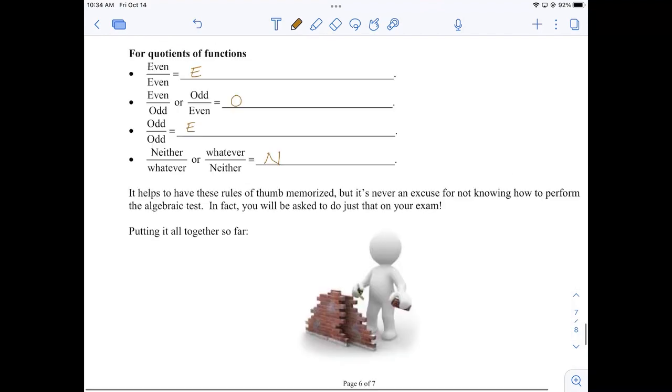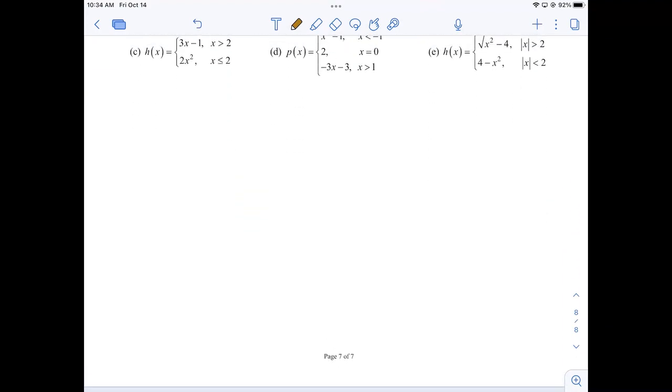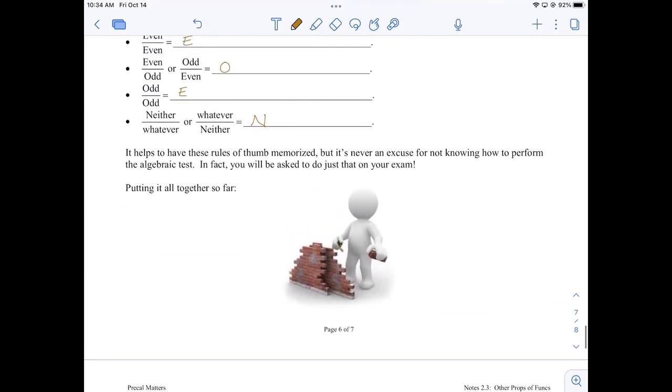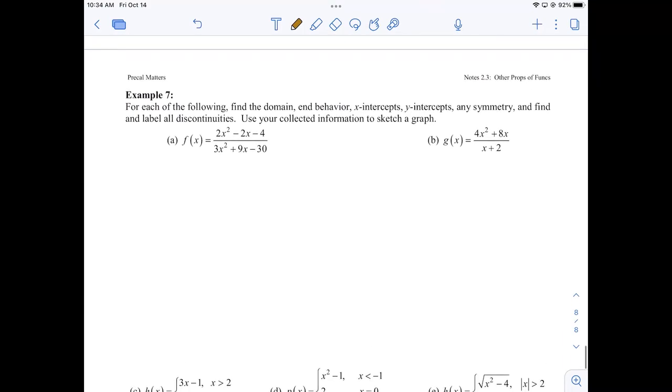All right, we got a few minutes left. We're gonna stop right here, okay? So we'll pick up with example 7 in the future.